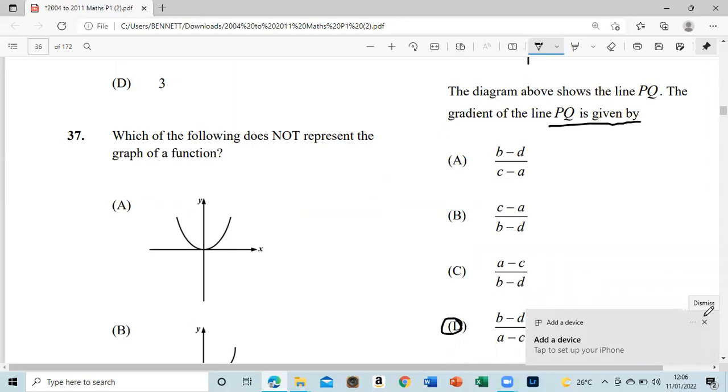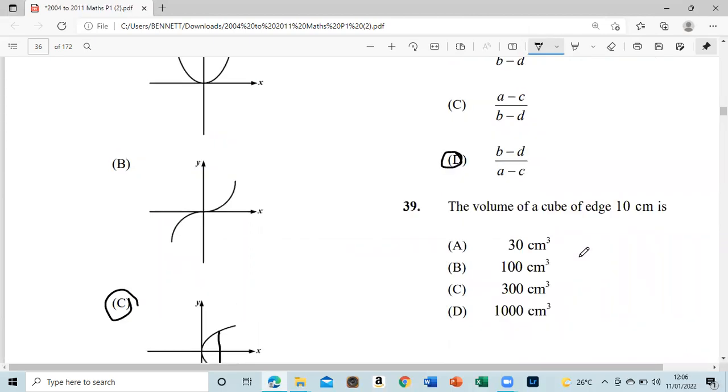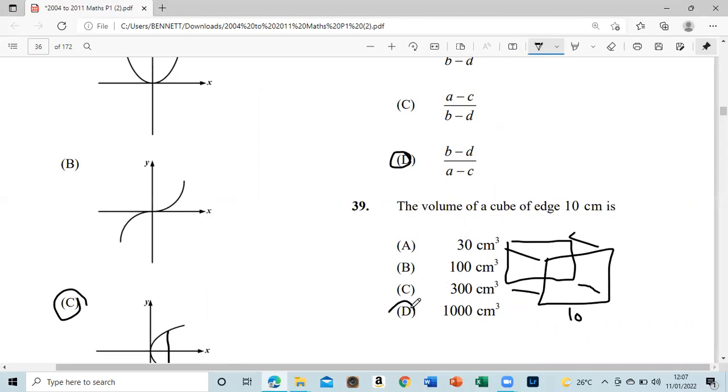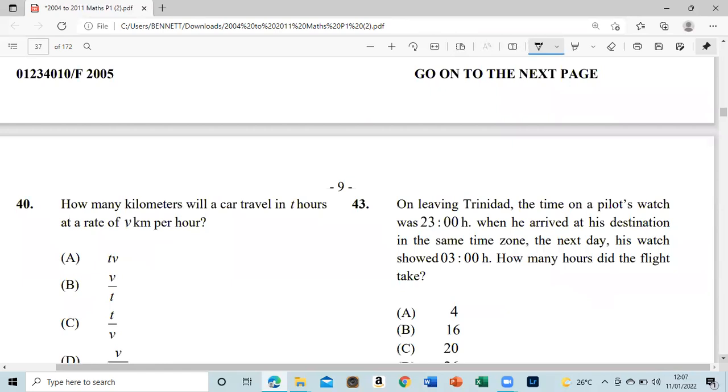Number 39. What is the volume of a cube with 10 centimeter sides? So it's 10, so it will be 10 times 10 times 10, which is 1000, all right? Let's move on to number 40.